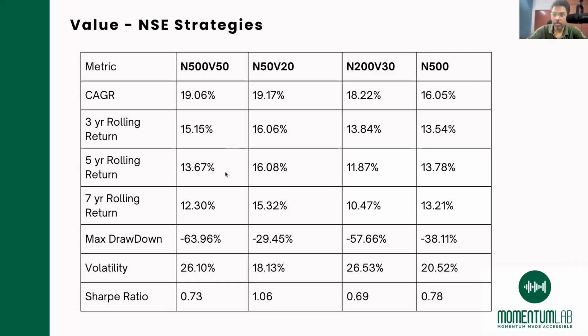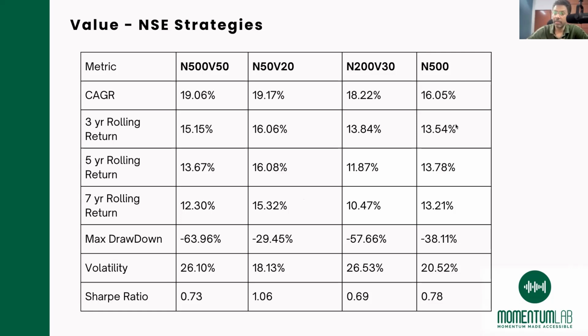So you can see the drop from 3 to 5 to 7 in Nifty 500 value 50. It starts at 15.15, but if you stay longer, it goes down to 13.67 and even further to 12.3. Take a look at Nifty 200 value 30. Same. Starts at 13.84, goes down to 11.87 and further goes down to 10.47. Only Nifty 50 value 20 is able to hold the ground. Starts at 16.06 for 3-year rolling return, holds good at 16.08 for 5 years and then falls down to 15.32 at 7 years.